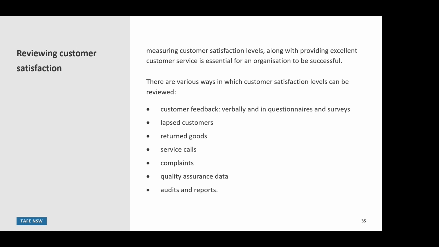So we want to measure customer satisfaction levels. When we do that and provide excellent customer service, those two things together are essential for the organization to be successful. And there are many different ways that we can actually determine our customer satisfaction levels. We can get customer feedback directly, verbally, or in questionnaires or surveys. We can look at our customers, whether they're coming back or not, whether they've left, whether they're one-time customers or return customers. We can listen to our service calls, look at our complaint records, look at our quality assurance data, and we can also look at audits and reports.